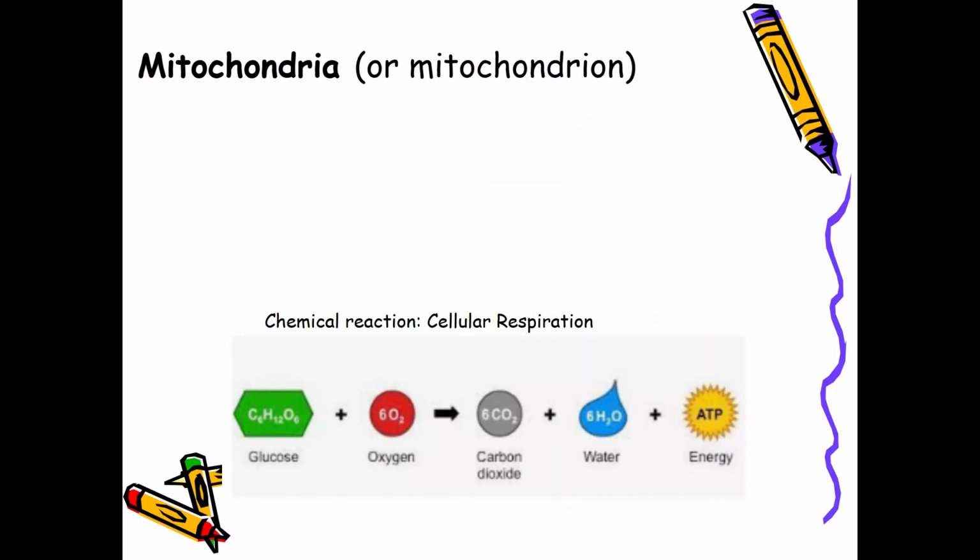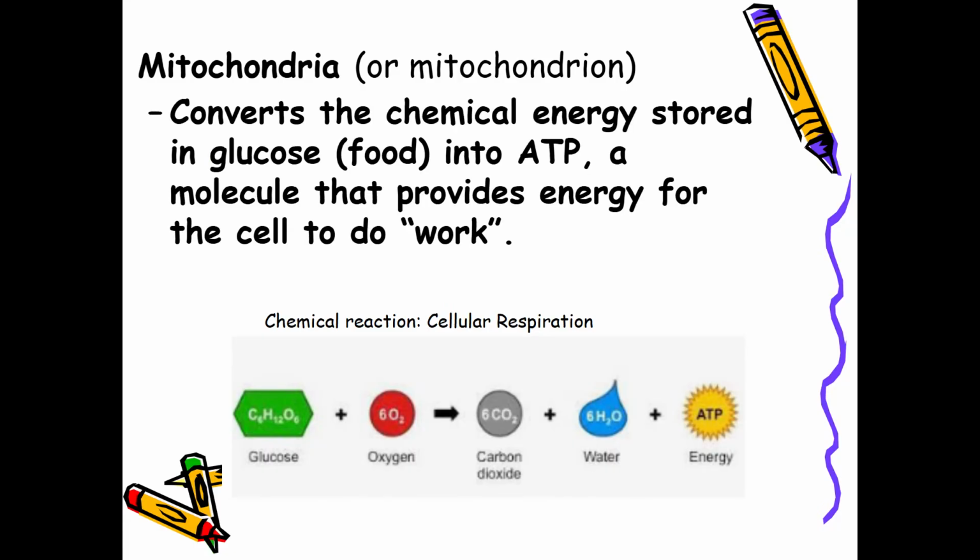Okay, so now we're going to talk about the mitochondria. So I want you to write down mitochondria. Mitochondria is if there's more than one. Mitochondrion is for one. In Greek, mitochondrion is singular, so it's just one, and then mitochondria is plural for a masculine word. So that's why we have it that way.